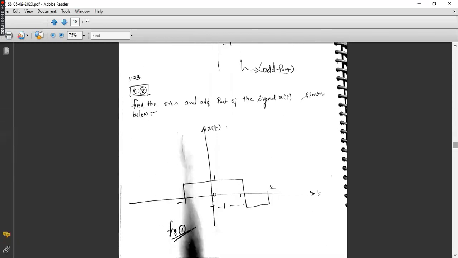Good, good. So here, this is a given signal that you have. So you need to find the even part and odd part. This is a rectangular waveform which exists from -1 to 1, whose value is 1. And from 1 to 2, its value is -1. Okay. So this is some sort of rectangular and square waveform, a combination of rectangular as well as square waveform. So this x of t, we need to decompose into odd component and even component.